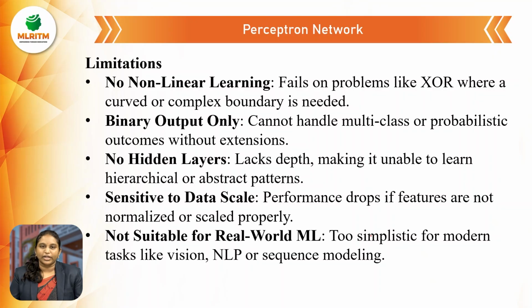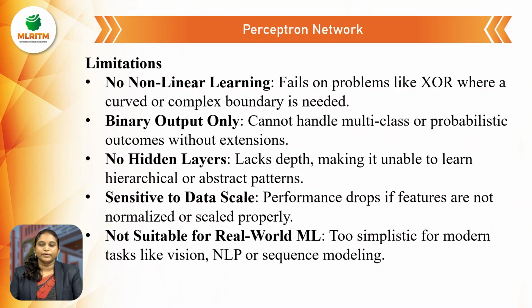So we have the advantages, and also we need to know the basic disadvantages of the perceptron network. The first is no non-linear learning, nothing but it fails on XOR problems, where the data needs a curved or complex boundary. The next one is binary output only, nothing but it gives only 0 or 1 values, and it cannot handle multi-class or probabilistic outcomes without extensions.